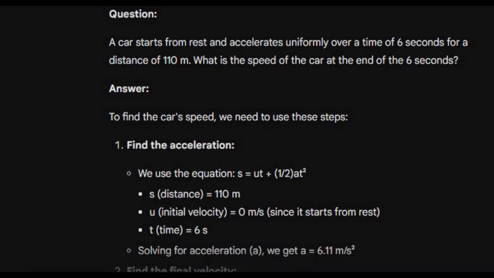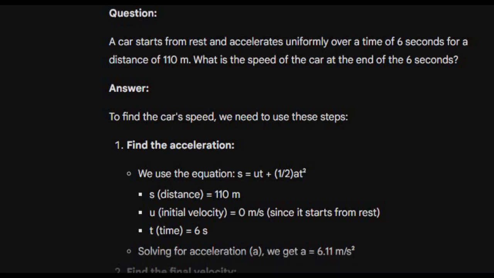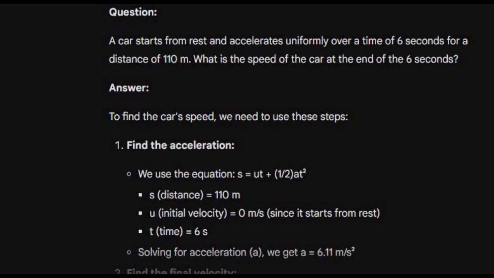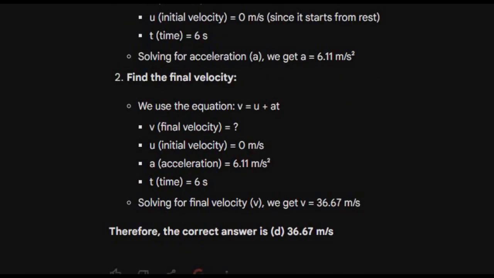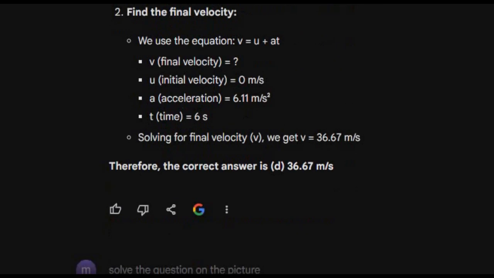1. Find the acceleration. We use the equation s equals ut plus 1/2 at squared. S, distance, equals 110 meters. U, initial velocity, equals 0 meters per second, since it starts from rest. T, time, equals 6 s. Solving for acceleration, we get a equals 6.11 meters per square second.